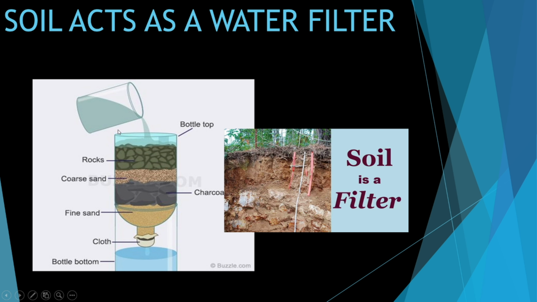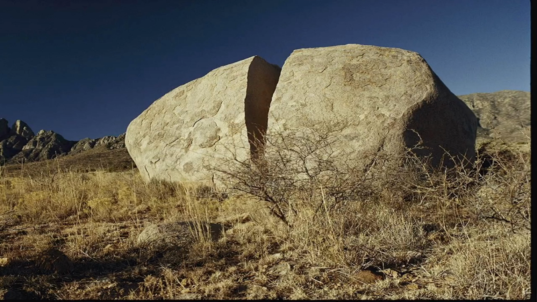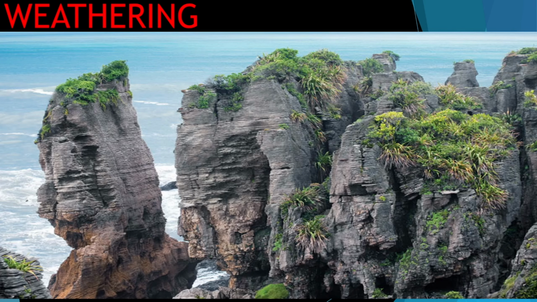Now let's move on to the next section, that is how soil is formed. Look here, long ago there was no soil on the earth. There were only big rocks. Look at this big rock. These big rocks broke into fine particles by the continuous action of the sun, wind, and water. The process by which the rocks are broken into smaller particles is called weathering.